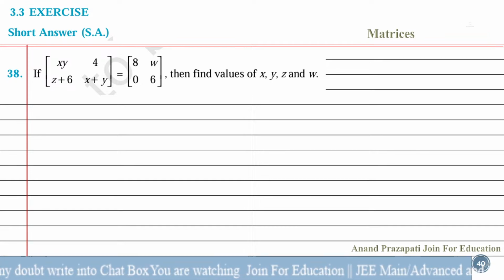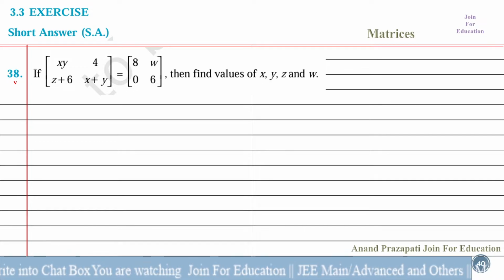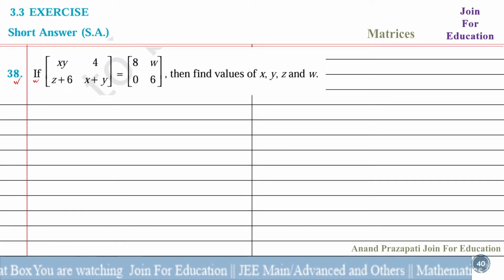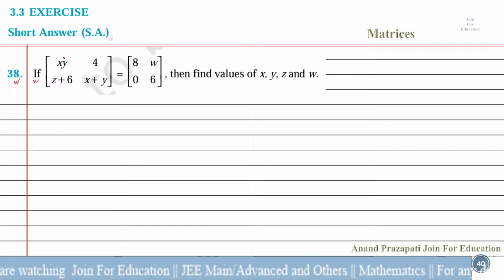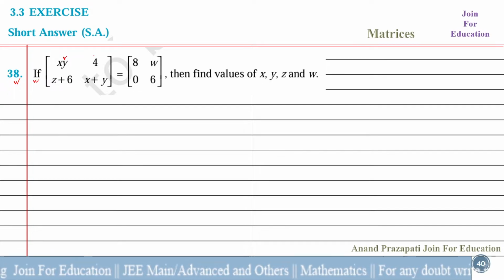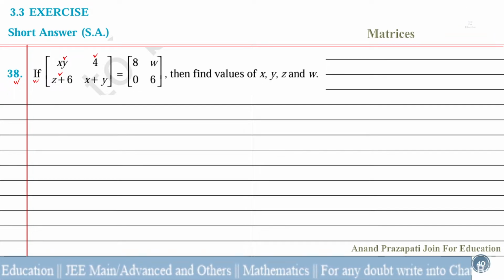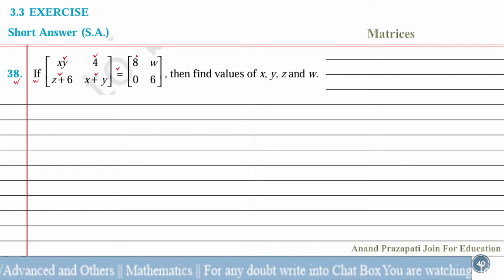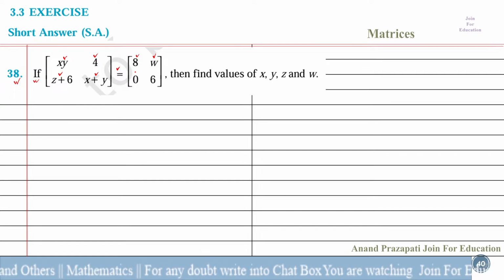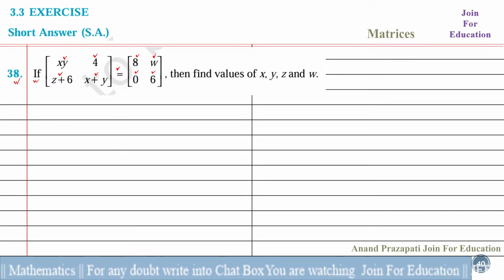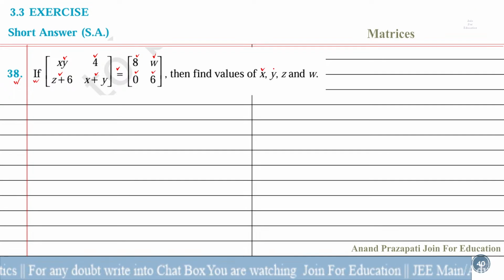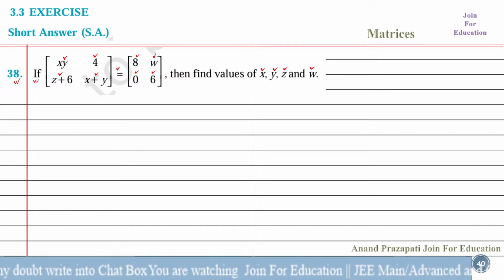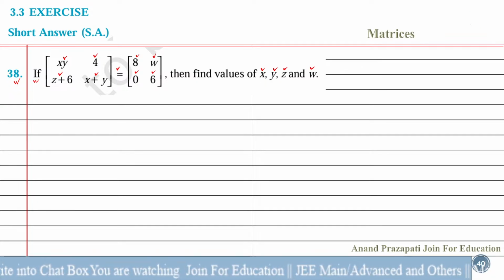Let's see question number 38. If the matrix with entries xy, 4, z plus 6, x plus y is equal to the matrix 8, w, 0, 6, then find the values of x, y, z and w. Let's see the solution of this question.